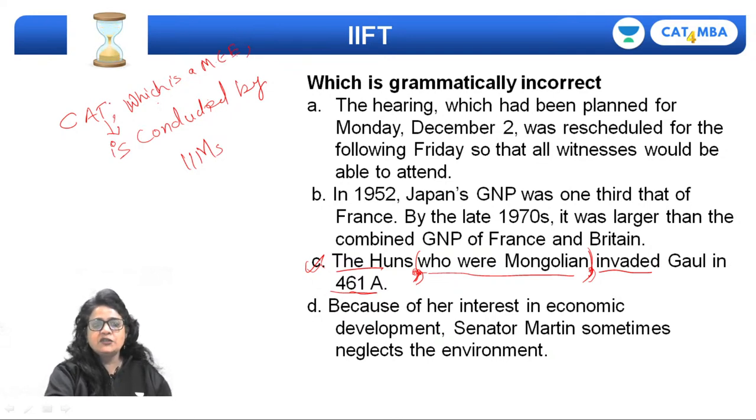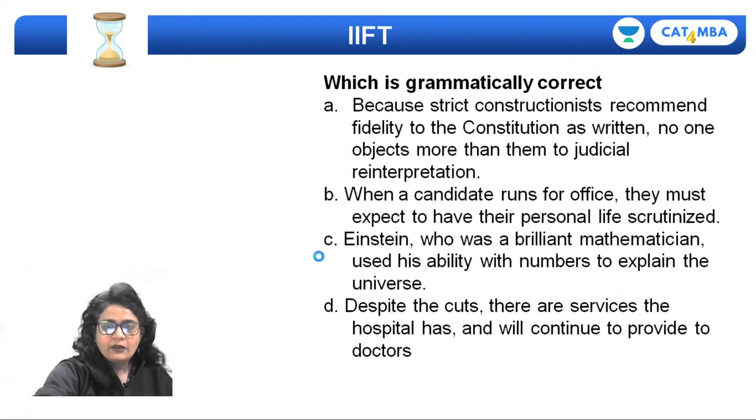So if I remove this information from the main sentence, it does not change the main sense. It does not change the main sentence. The sense and the sentence remain the same. Hence, this non-essential clause needs to be separated from the main sentence with a set of commas. Answer is C. The sentences are correct. No grammatical error. Together? One more question.